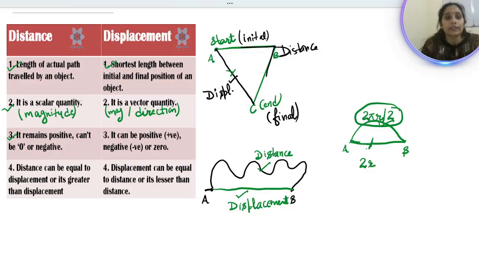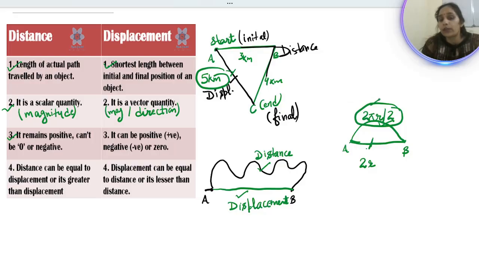It remains positive, can't be zero or negative. If we look at here, this distance is 3 kilometers. This distance is 4 kilometers. By applying Pythagoras theorem, we can find this distance also. Let us suppose by Pythagoras theorem, it is 5 kilometers. So it is clear that the distance is 7 kilometers and the displacement is only 5 kilometers.